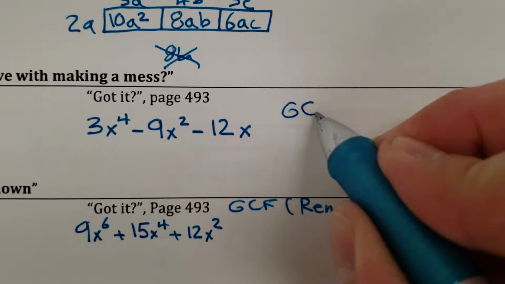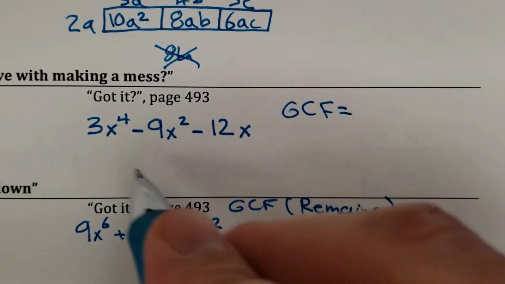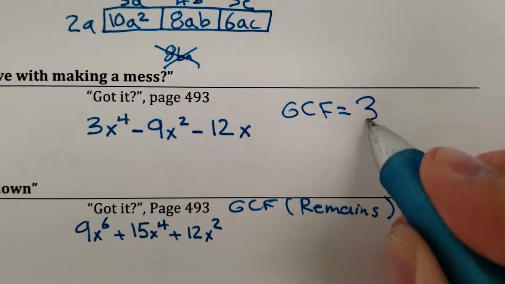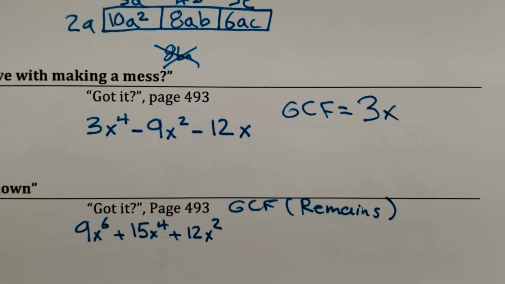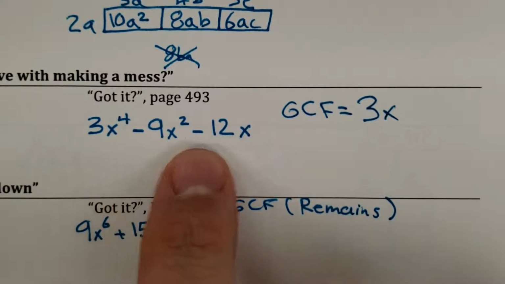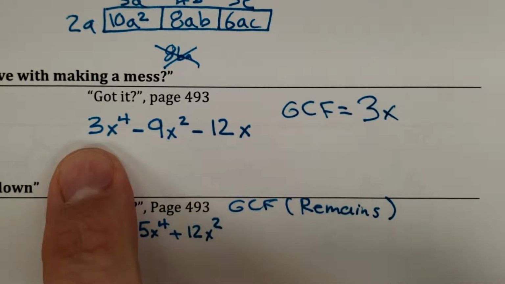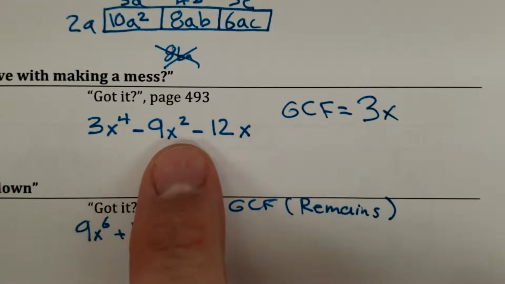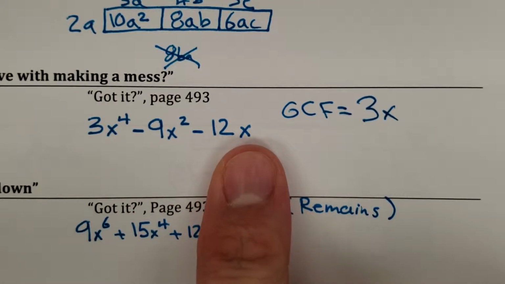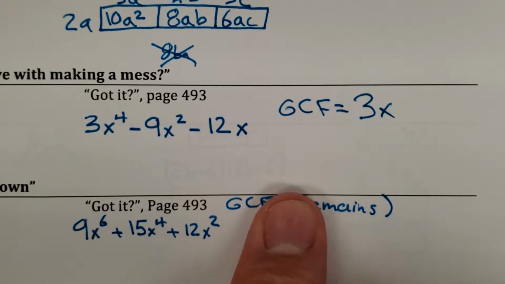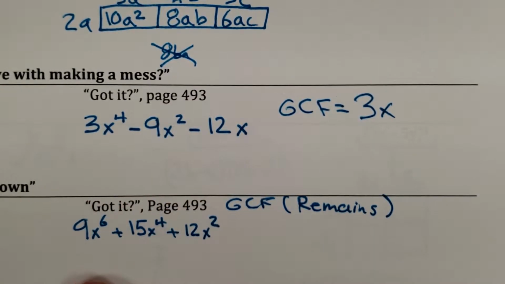By the time I have GCF written, I already know the most I can take out is a 3. The most I can take out is a single x. Where'd you get that? Well, 3, 9, 12. 3 just happens to be the smallest number in this case. And then x to the fourth, x squared, x. The most I could take out without making a mess is a single x. So a lot of times you just pick the smallest one in the group.